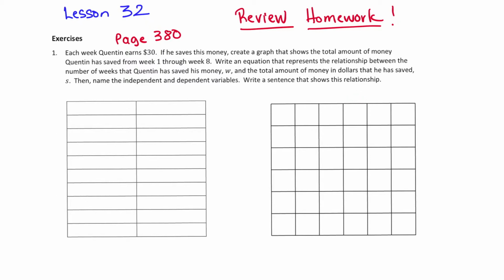The first thing we want to do is highlight important details. So we know that each week he's going to earn $30 and he's going to save from week 1 through 8. We also know that we're going to use W for the weeks, and we're going to use the variable S to represent the total amount of money. We also have to make sure we know which one is the independent and which one is the dependent.